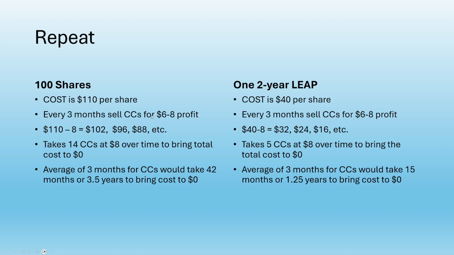Every 3 months, you sell covered calls for $6 to $8 profit. If you were to buy shares, that brings your cost down from, let's say, 110 down to 102 to 96 to 88, and it would take you 42 months to bring the entire cost of that position down to zero. And then same thing with a 2-year leap. You do the same thing. Your initial cost is $40 contracts, and then you sell $6 to $8 contracts against it every 3 months, let's say. It brings your cost down from 40 to 32 to 24 to 16, and it would only take you about 15 months or 1.25 years to bring that cost down to zero.